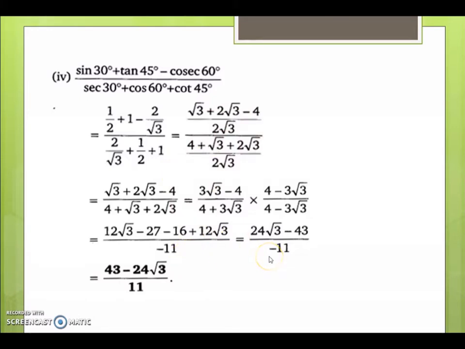Now wherever you have irrational numbers coming in the denominator, there you will be rationalizing. So here I got the denominator as 4 plus 3 root 3. So the rationalizing factor for this will be 4 minus 3 root 3. So then simplifying, I will get 43 minus 24 root 3 by 11.